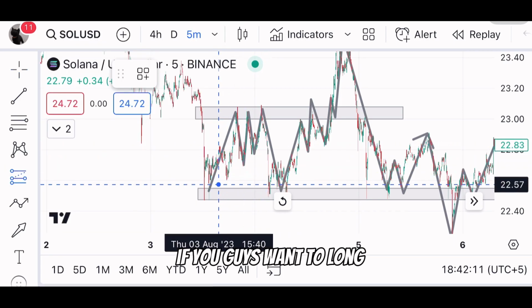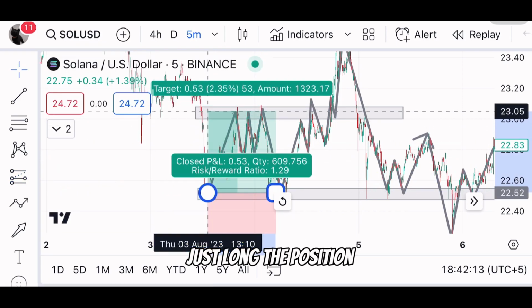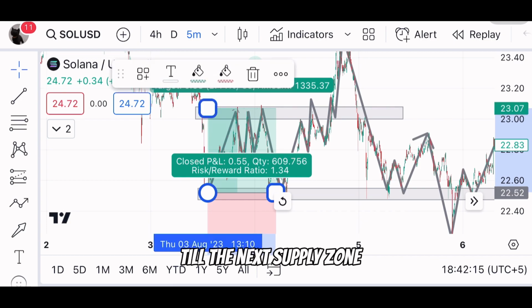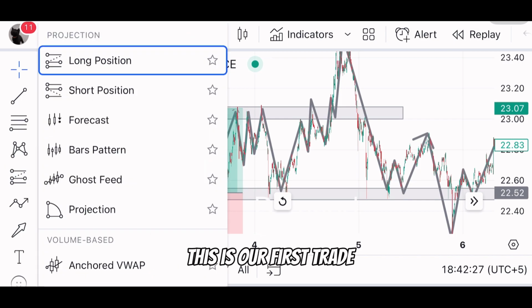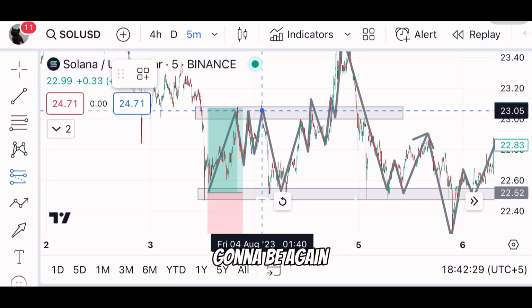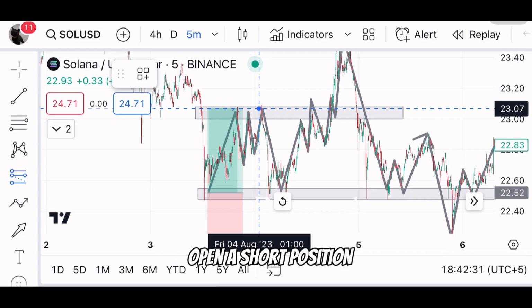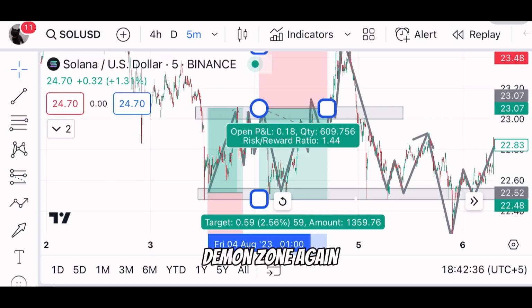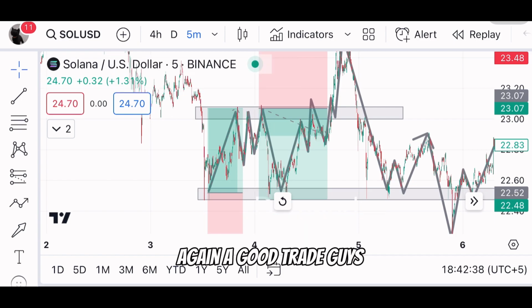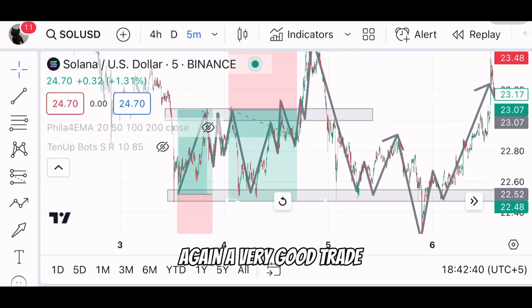So guys, this is how exactly you should trade, and there is nothing very complex. Simply, if you want to long the position, just long the position till the next supply zone. This is how you trade from one demand zone to the next supply zone. This is our first trade. The next trade will be when we are again reaching this supply zone, guys. Open a short position to the next demand zone. Again, you can see a very good trade, guys.